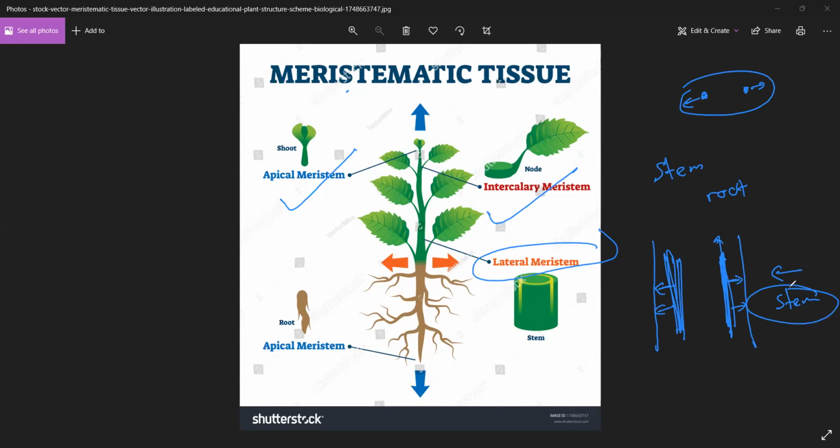Because of that, if the diameter is like this, now the diameter of the stem will look like this. See here, before the meristematic tissue growth, this is how it looked. Now the meristematic tissue is growing, so the diameter of the plant will increase. Because of what? Because of lateral meristem. So this is the third type of meristematic tissue.